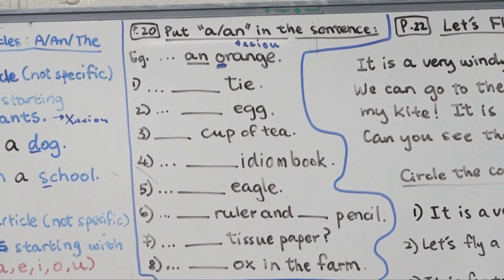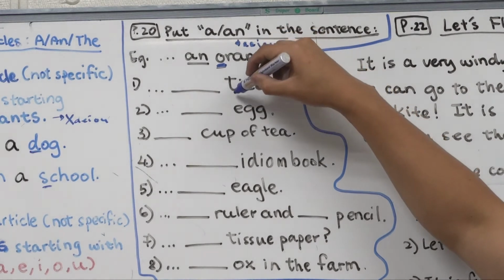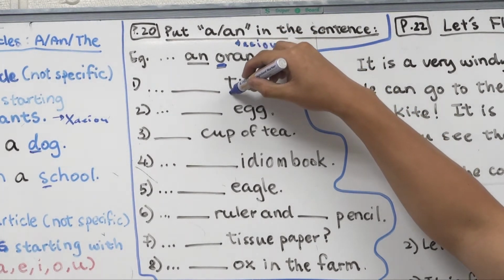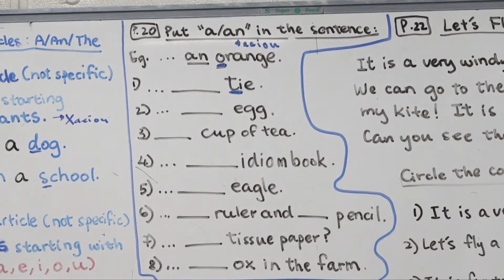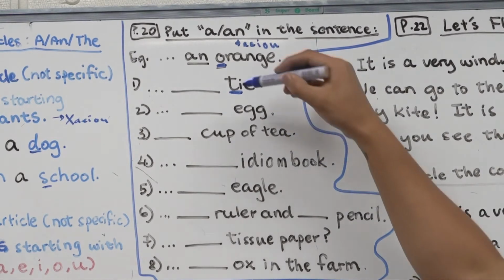Alright, if you don't know, we can analyze the word T-I-E. So tie begins with the letter T. Now the letter T, is it a vowel, A-E-I-O-U, or is it a consonant? Very good, it's a consonant. And for consonants, we will use a, okay?